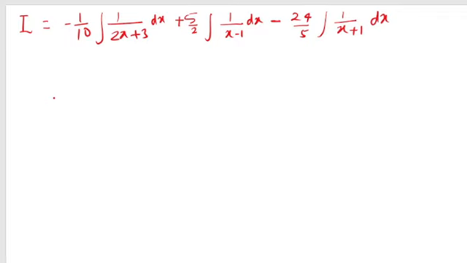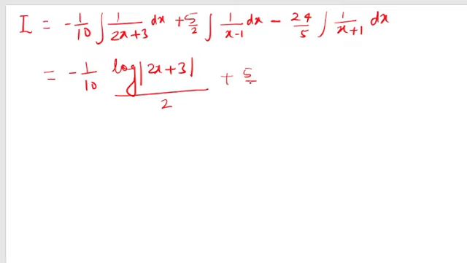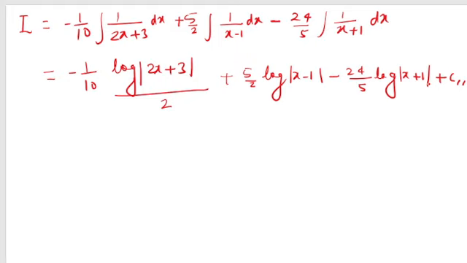So now we can write our answer directly. So it will become minus 1 by 10 and log of mod 2x plus 3, but the coefficient of x is 2, that means here it will be divided by 2, right, and here it will be 5 by 2 log mod x minus 1 minus 24 by 5 log mod x plus 1 plus c. Got it? So this is the final answer. Here it will become just minus 1 by 20.